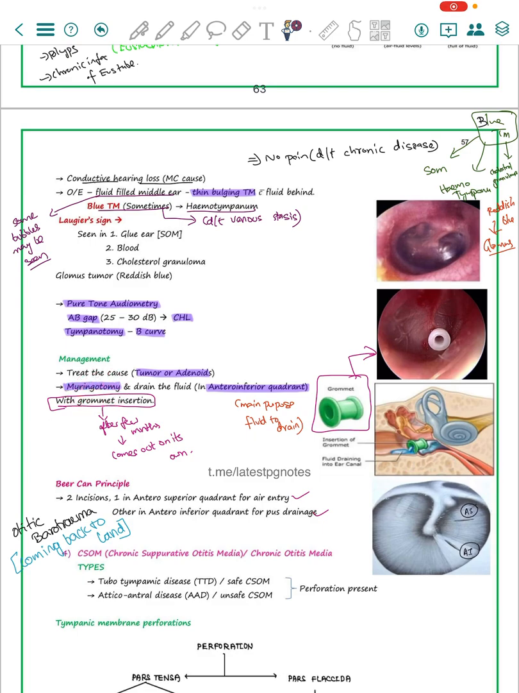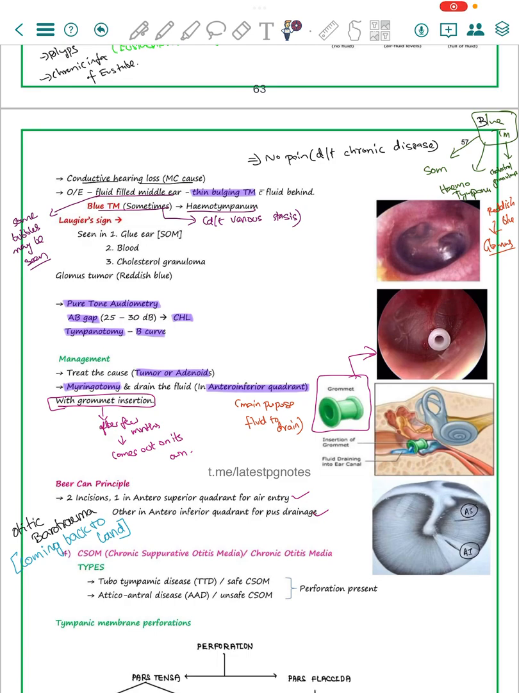So here myringotomy should be done and then drain the fluid. Most commonly the incision is made in the anteroinferior quadrant. Along with this, a grommet should be inserted into the tympanic membrane, so that whenever fluid is produced, it drains outside. Okay guys, after a few months it comes out on its own.